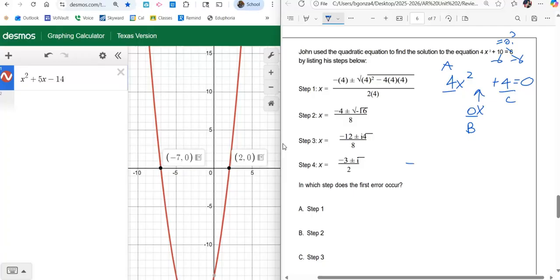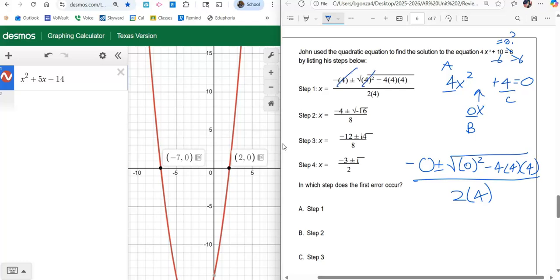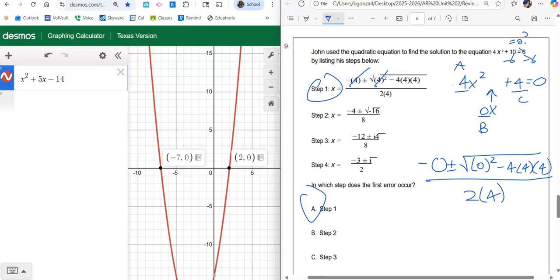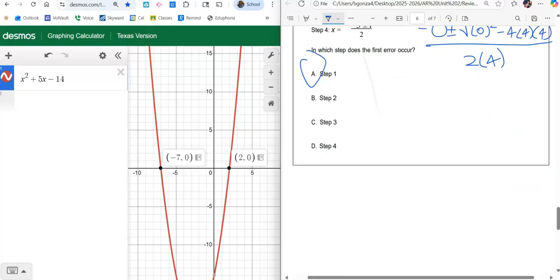So if I'm doing negative b, that's -0, plus or minus the square root of b, which is 0 squared, minus 4ac divided by 2a. Missing that b term means that these should be zeros. And what step do they have 0 here? They don't. Step 1 is wrong. They started the whole thing on the wrong foot because they thought this was the b term. This is not b. B has an x on it, okay?